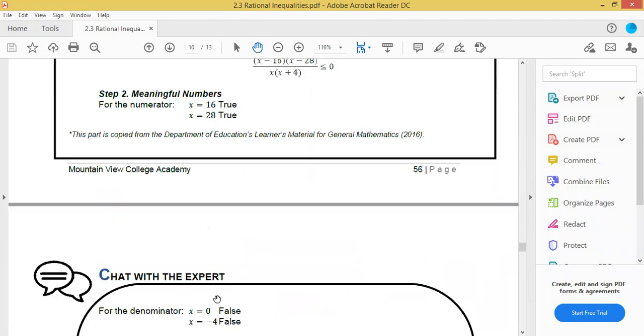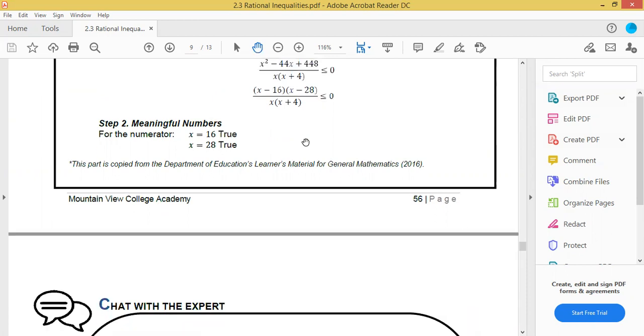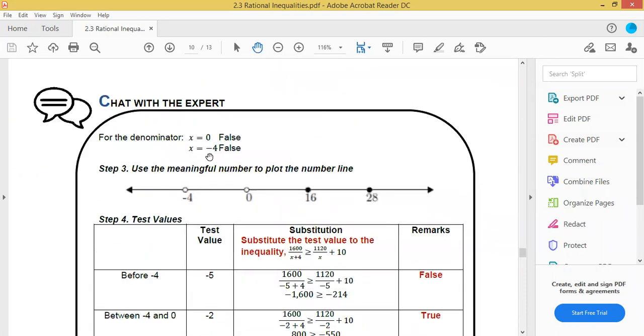For the denominator, we have 2x equals 0, and the other one is x plus 4 equal to 0, which is equal to x equals negative 4. So we have two meaningful numbers for the denominator, 0 and negative 4. But once you substitute these to the original inequality, it will give you a false remark. So for 0 and negative 4, the circles are unshaded. But for 16 and 28, the circles are shaded.